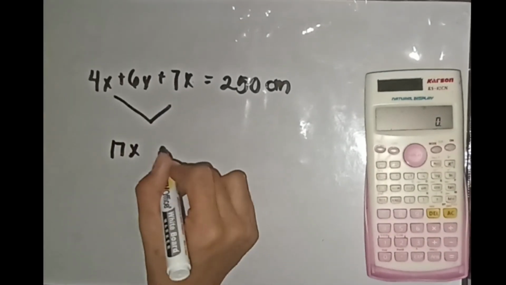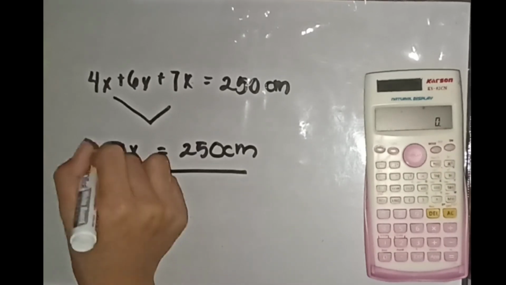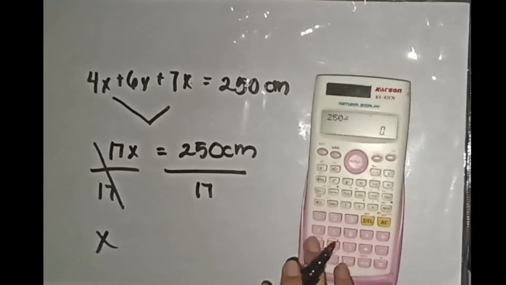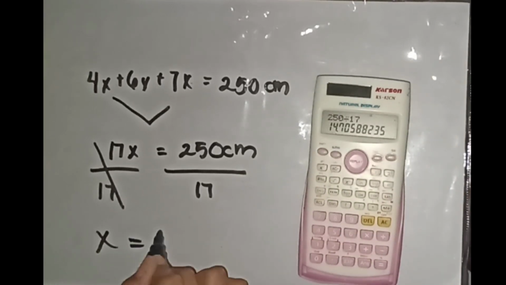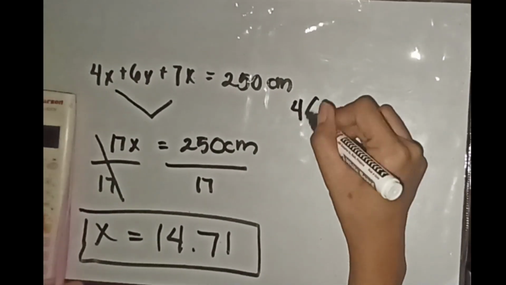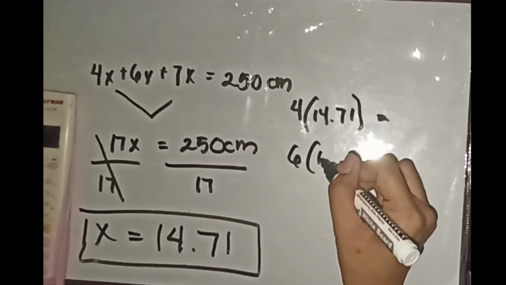So, we're gonna add the ratios. 4 plus 6 plus 7 is equal to 17. And then, divide both sides by 17. 250 divided by 17 is equal to 14.71. And then, ito times natin yung 14.71 sa mga ratio.